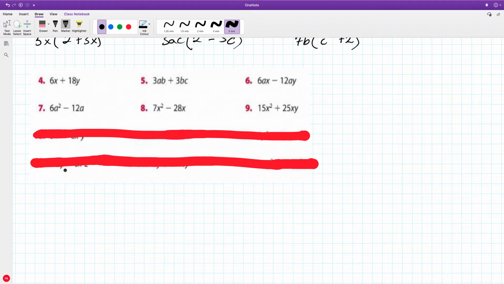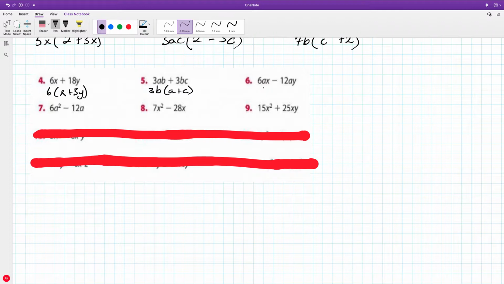First things first. Grace, what do you think 6x and 18y have in common? Good stuff. And what's in my bracket then? Yeah, 1x plus 3y. 3y. Good stuff. Julianne, what does 3ab and 3bc have in common? 3b, good stuff. And what do you multiply by 3b to get 3ab? a plus c, good stuff.